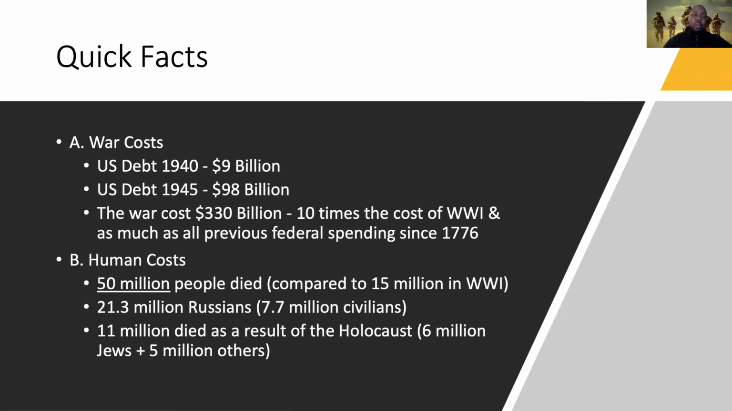Okay, now B, human costs. So 50 million people died compared to 15 million in World War One. 21.3 million were Russians. 7.8 of those 21.3 million were civilians, so people that were not affiliated with the military at all. And then 11 million died as a result of the Holocaust. 6 million were Jews, and 5 million were other races and nationalities.